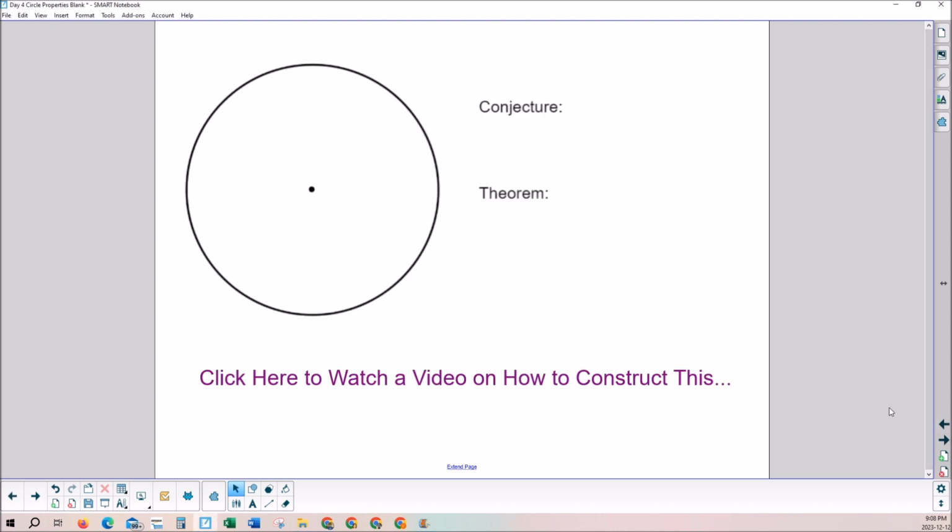So the first circle property, you actually are going to begin with the piece of paper, the small little circle that's been cut out for you. Okay, so this is when you're going to be folding everything. So you're going to use that circle that's cut out for you. And then you're going to click and watch this video here.